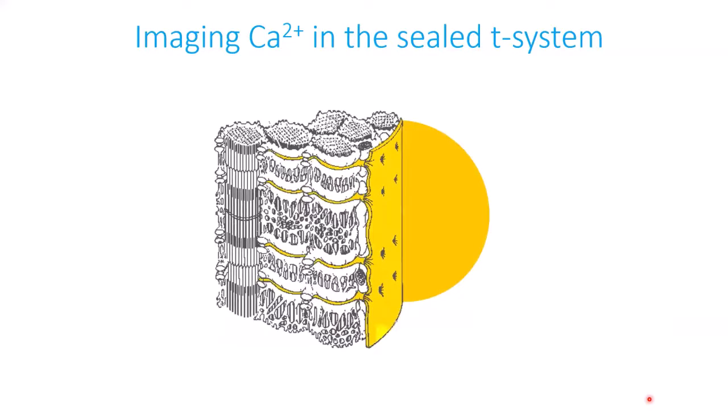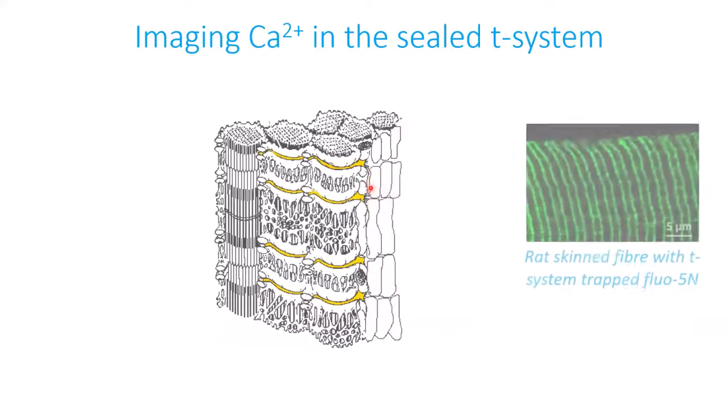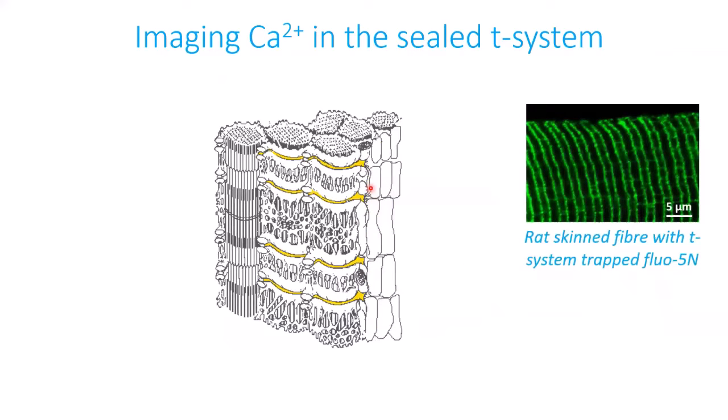So what we do is we bring a calcium sensitive dye close to the muscle fibre and it diffuses into the transverse tubular system, and then we can peel off the surface membrane, and that causes the transverse tubules to seal and trap the dye. And you can see here a confocal image from a rat fibre treated in this manner.